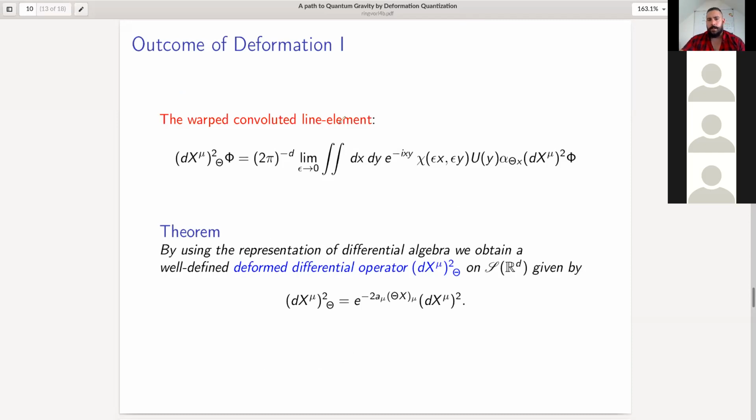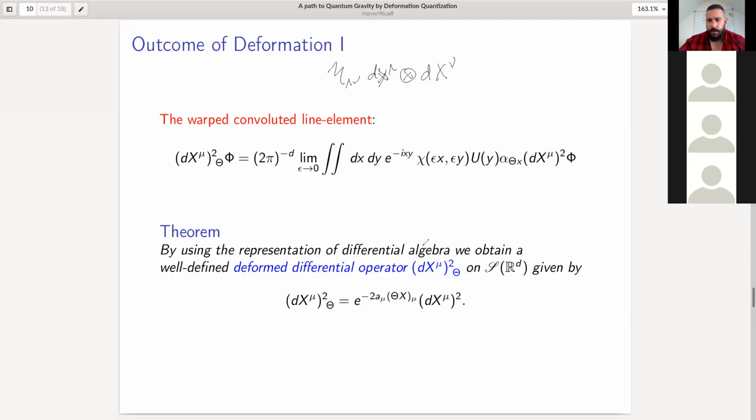And now what is the outcome? I put this line element eta_{mu nu} dx^mu tensor dx^nu. Because if I want to do a deformation, I have to work with operators on a Hilbert space. I cannot just work with abstract objects, and thus I represent them now by operators. And now the warped convoluted line element is given by the same formula of this warped convolution, which corresponds in a certain way to the Rieffel deformation. And what I obtained is the interesting thing.